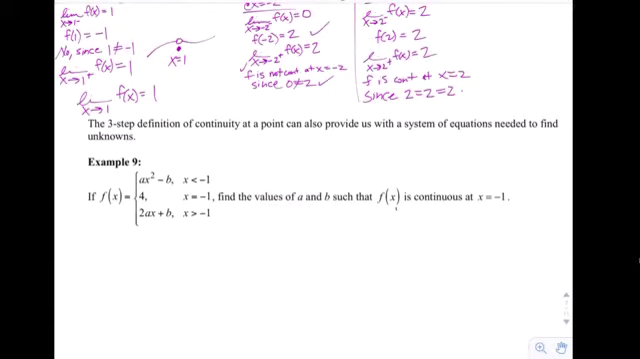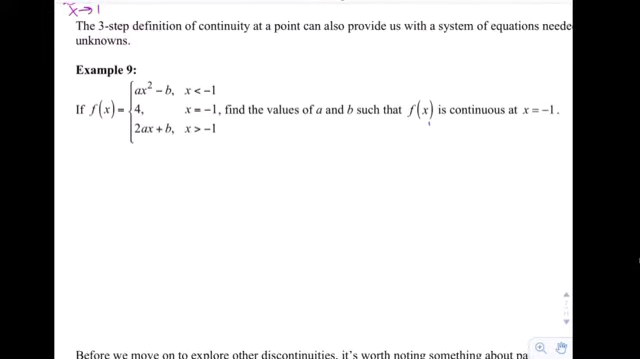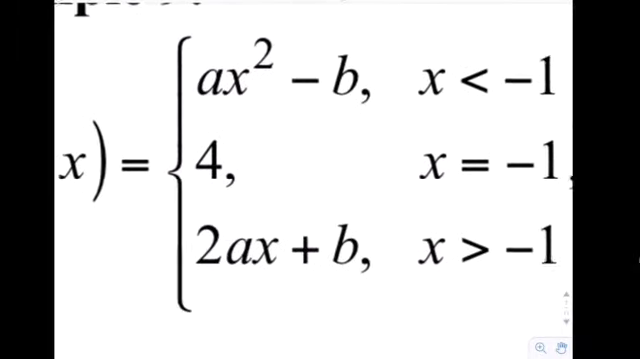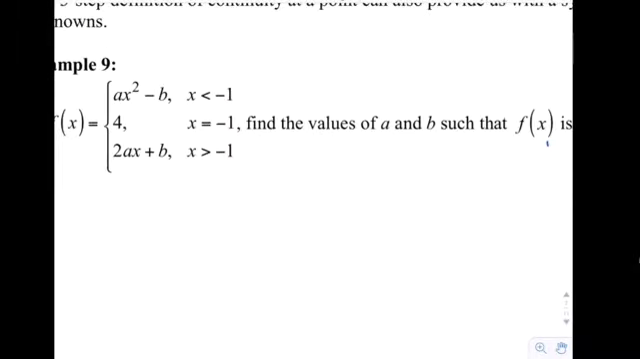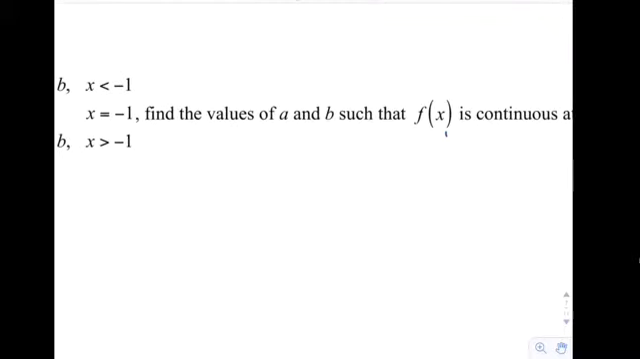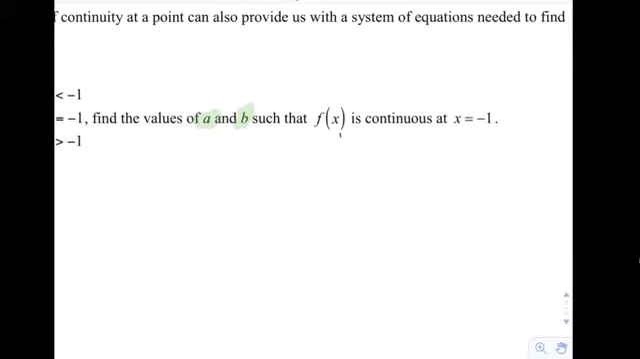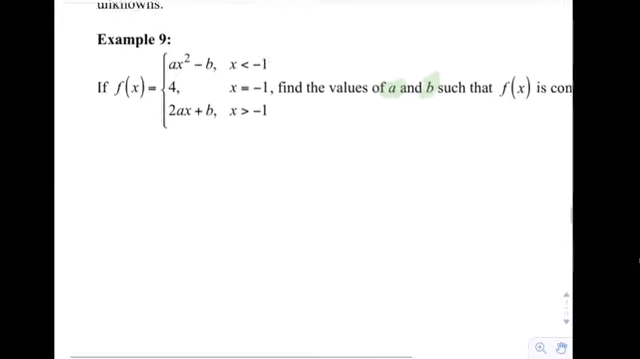Okay, so now we're going to example 9, and example 9 is a little bit more fun. You still have a three-headed piecewise function, but it's a little more interesting because now we have not just x as the variable, we have variables that are a and b. And the instructions are telling you to find the values of a and b. So these are just some constants, such that the function f of x is continuous at negative 1.